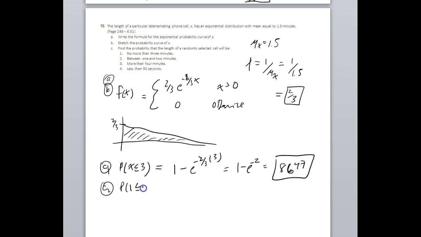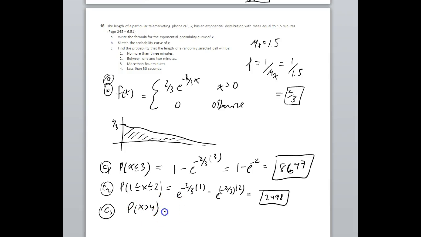Okay, so that's C1, C2, between 1 and 2 minutes. So x is between 1 and 2 minutes. This is just going to be e to the negative 2/3 times 1 minus e to the negative 2/3 times 2. And that's going to be ultimately 0.2498. C3, probability that x is greater than 4, and that is just going to be equal to e to the negative 2/3 times 4.